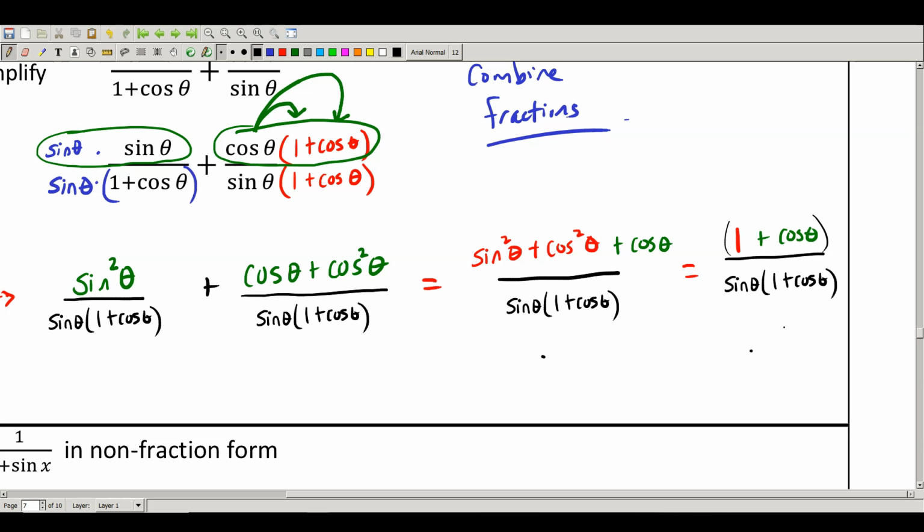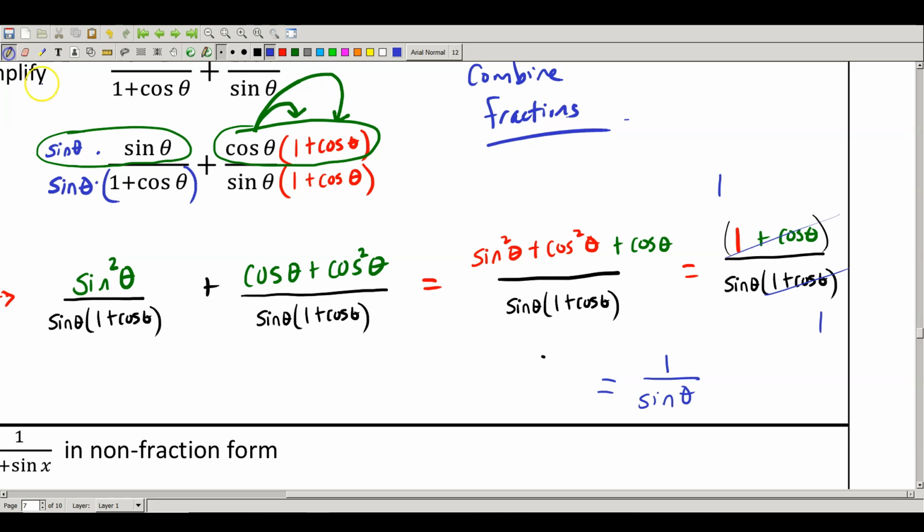Those two are the same. We have similar factors on the top and the bottom. And since they're both in groups, we can cancel these off. 1 plus cosine divided by 1 plus cosine is still equal to 1. It cancels because it's the same value and you're dividing them. So this cancels to 1 and 1. So my answer is a fraction that is 1 over sine theta. It's 1 over sine theta because there's still a 1 on the top.